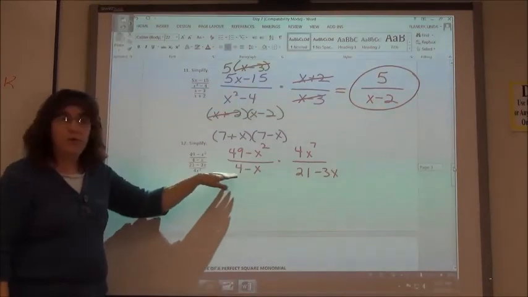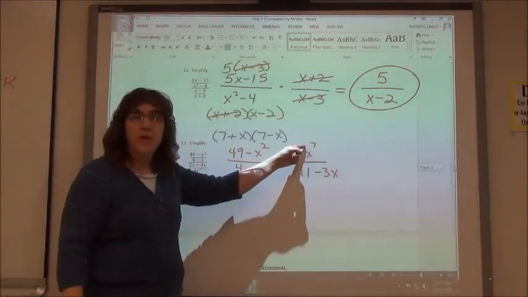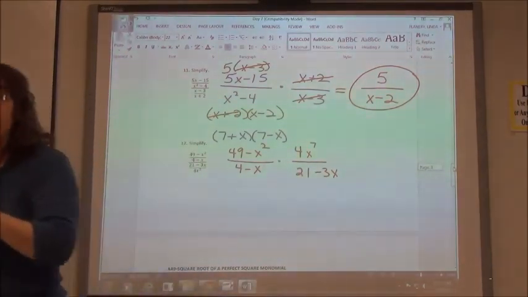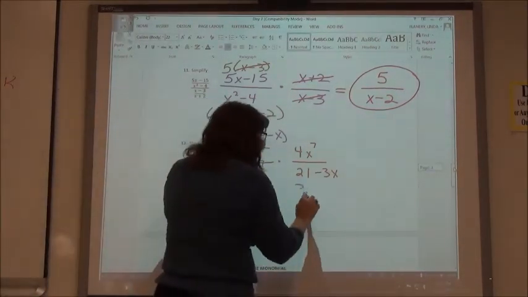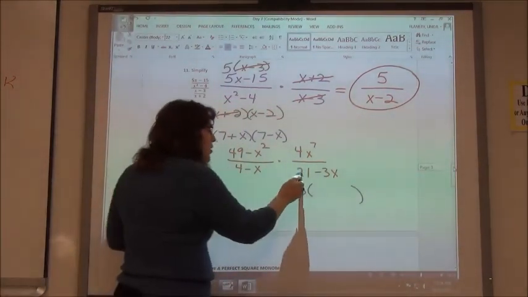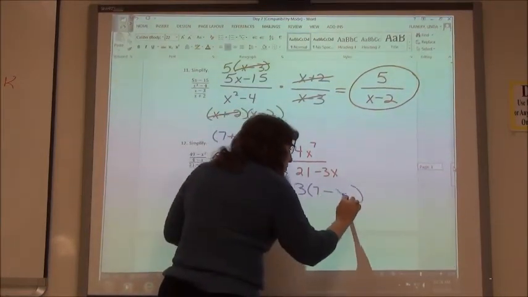Bottom we can't factor. It doesn't have a square, it doesn't have a common factor. The top only has one term. We're not going to do anything with that. But the bottom we can factor. Both of those are divisible by 3. So we're going to put the 3 in front and we're going to divide them each by 3. Again, we're not going to switch them around. 21 divided by 3 is 7. Negative 3x divided by 3 would be a minus x.